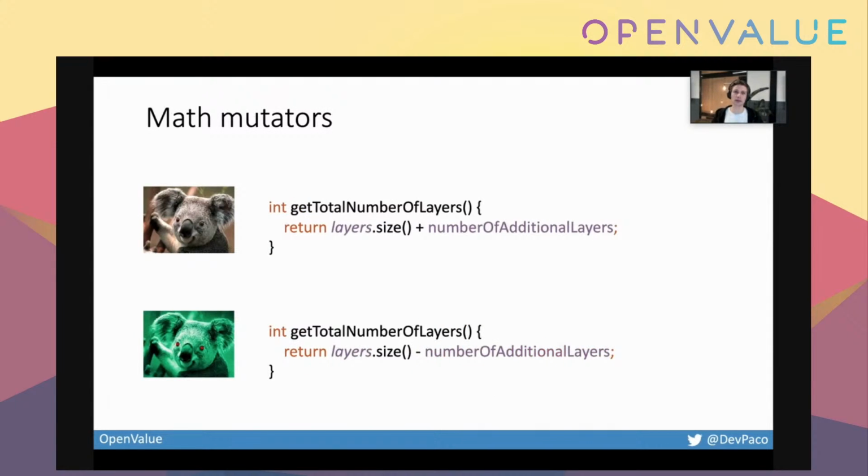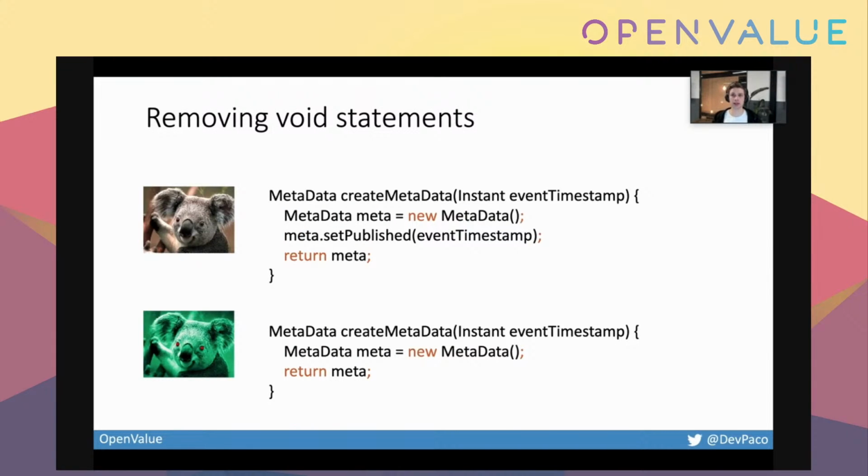There's also, for the mathematical logic, a plus becomes a minus and the other way around, multiplication and division, and there's the modulo operator, which can be replaced by, I think it was the multiplication. And then there's another type of mutator that removes any void statement, because of course a mutated piece of code should still compile, so you cannot take out method invocations that actually return something or have an impact on the code flow, but you can remove the void statements. In this case, we just remove it and see if the verifications will pick it up.